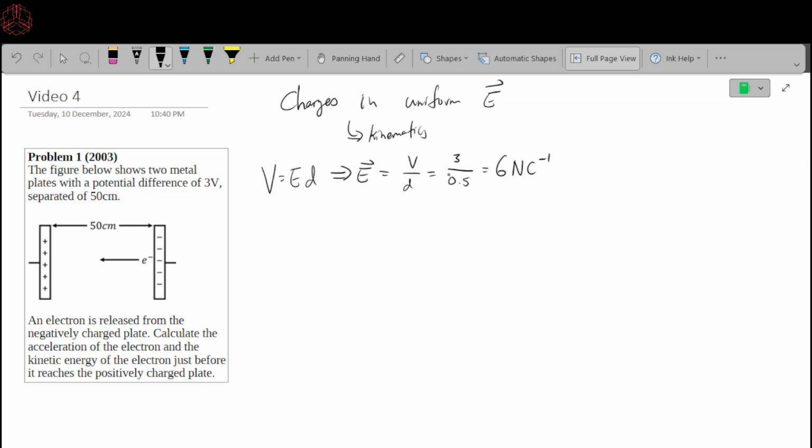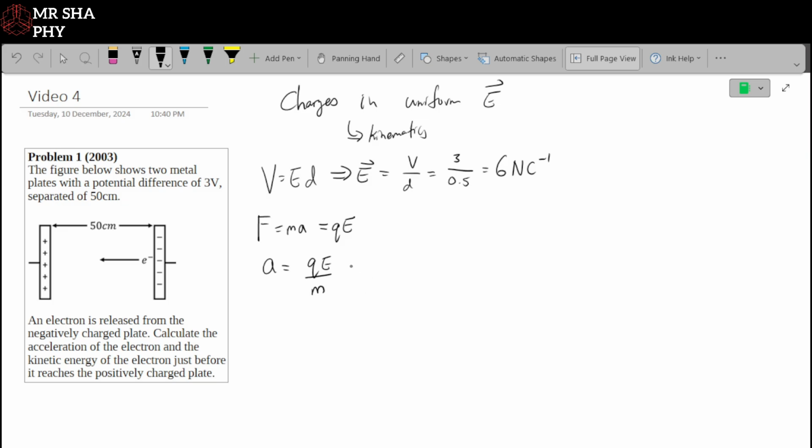Okay, let's continue on reading the question. An electron is released from the negatively charged plate. Calculate the acceleration of the electron. If we talk about acceleration, we have F equals to ma. This is from Newton's law, right? But from electrostatics, we have also learned that it's also equal to QE. So I'm doing the first part, the acceleration part. Then if I were to find a, it will be QE over m.